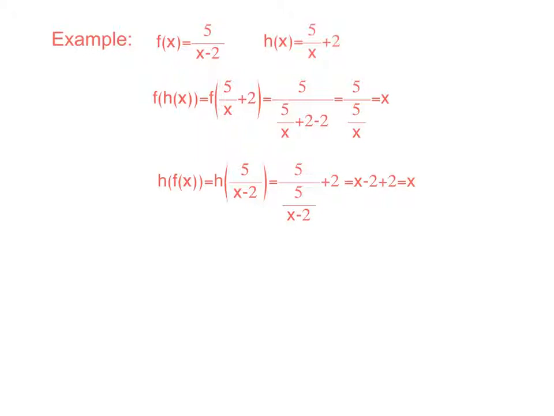Now let's see if the other composite function is equal to x. So now we have h of f of x. So we take f of x, which is 5 over x minus 2, and we plug it in for x in the h function. So we end up with 5 over x minus 2, and that whole thing plus 2. Well, that first complex fraction simplifies to be x minus 2 plus 2, or it comes out equaling x. So, as you can see here, both of these composite functions are equal to x. So therefore, f and h are indeed inverse functions.